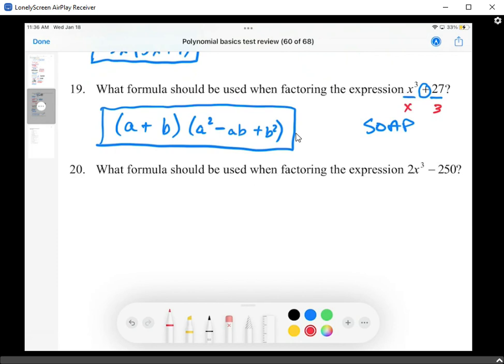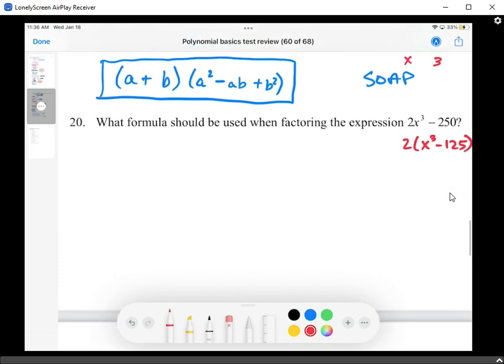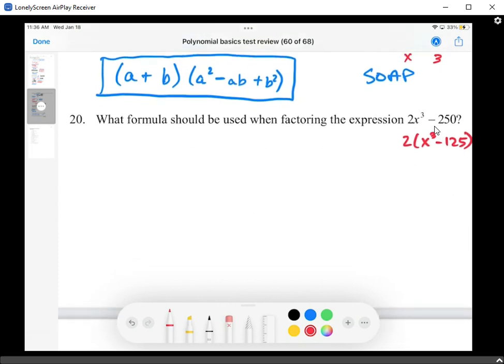Same thing on number 20. We can see that on this particular problem, we would have to take out a GCF first, turn it into 2 times x cubed minus 125. But we also know that x cubed and 125 are both perfect cubes. So we'd be using this same formula. We would still have a and b. We would still have a squared, a times b, and b squared.